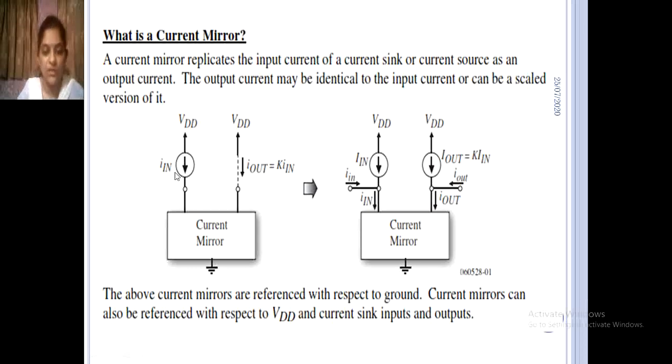Here the current source is shown and I out is taken. The above current mirror is referred with respect to ground. A current mirror can also be referred with respect to VDD, with current inputs and outputs.